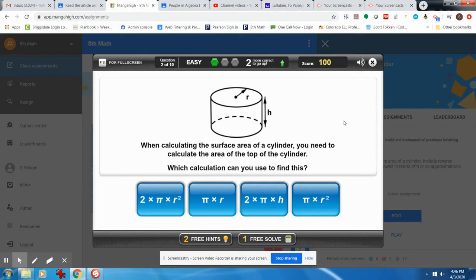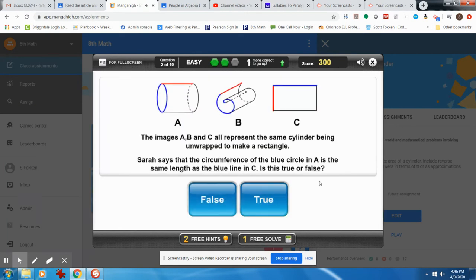When calculating the surface area of a cylinder, you need to calculate the area of the top of the cylinder. Again, that's the circle. What's the area of a circle? Area of a circle is pi r squared. Once again, a cylinder, if we unroll it, is just a rectangle. Or if I take a rectangle and I roll it up, I get a cylinder.